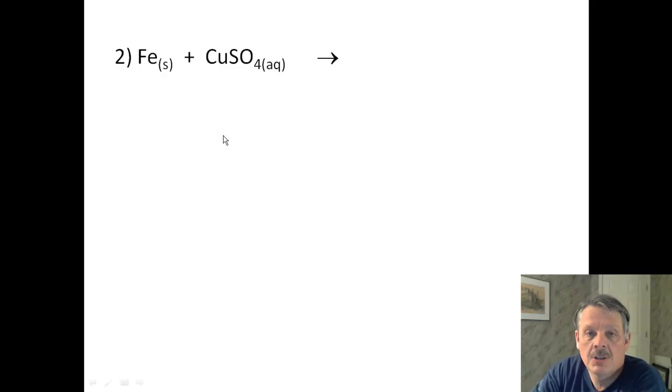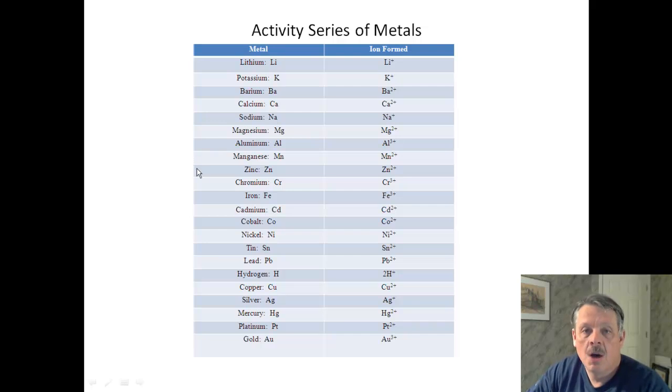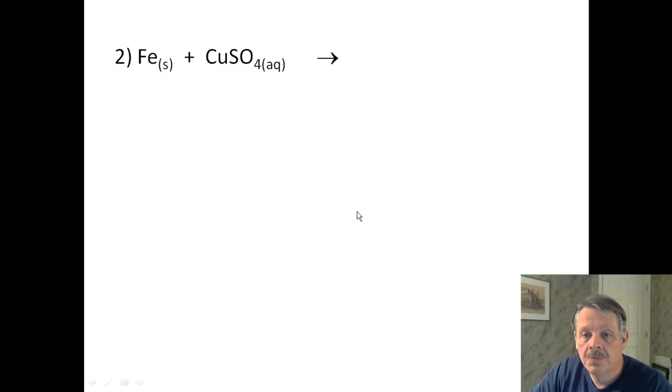Alright, how about our next one? Well, our next one, clearly we have an element and a compound, so that is a single replacement reaction. Now, it's only going to work if iron is higher on the activity series than copper. So I look for iron and I look for copper. There's copper down there, and iron's way up here. And iron's a +3 and copper's a +2.